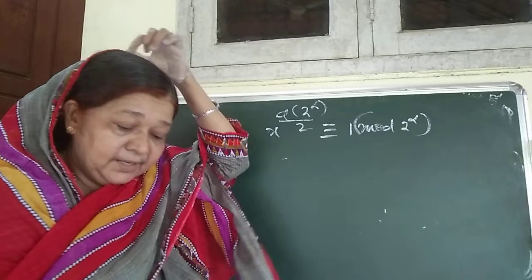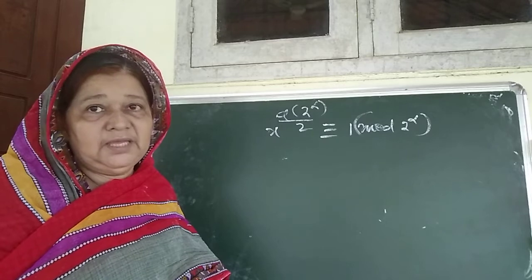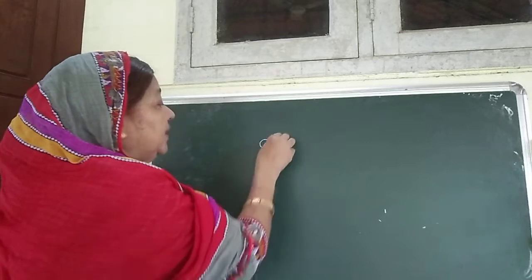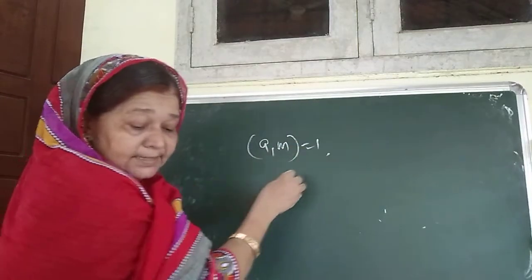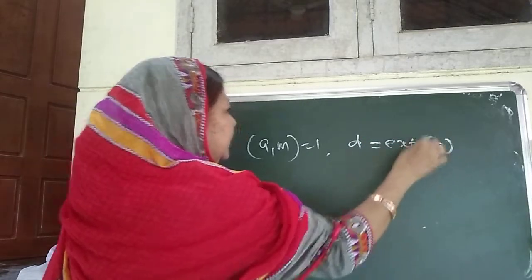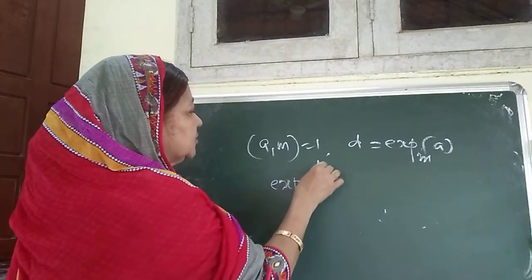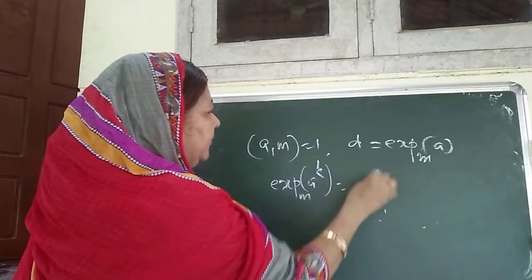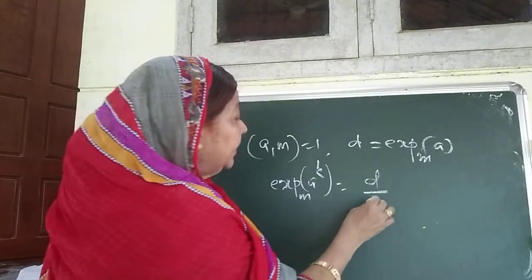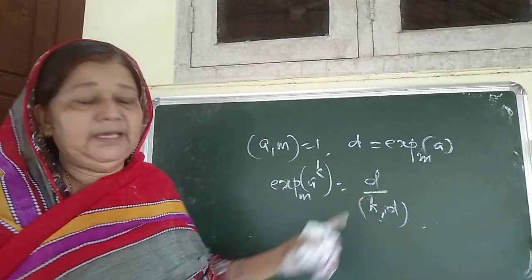Then we can find a relationship between the exponent mod m of a and the exponent mod m of a raised to k. If a and m are relatively prime and d is the exponent mod m of a, then the exponent mod m of a raised to k is equal to d by kd, where kd is the GCD of k and d.